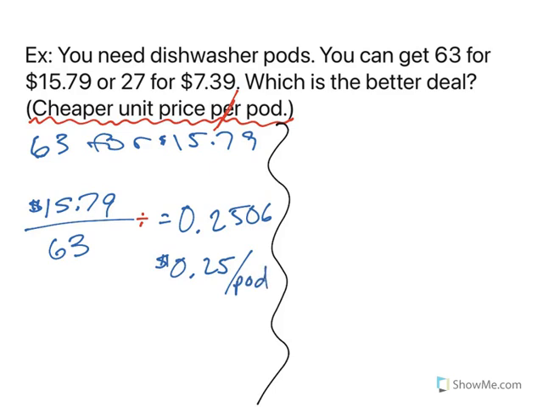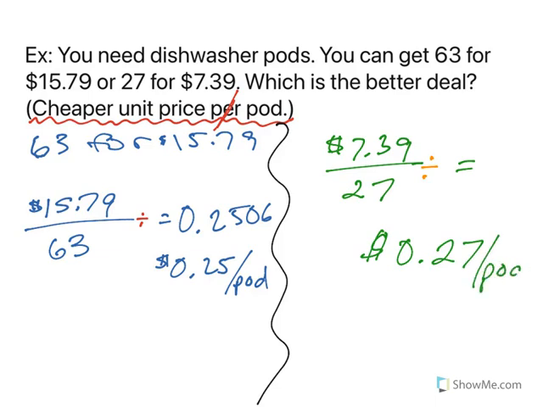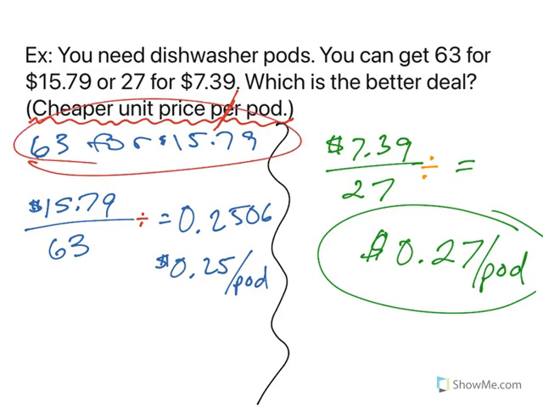And then if we go to the other one, which is $7.39 for 27 pods, again, division sign. When we divide $7.39 by 27 pods, we get roughly 27 cents per pod. So what is the better buy? 63 pods for $15.79. That doesn't mean that's what you should buy, right?